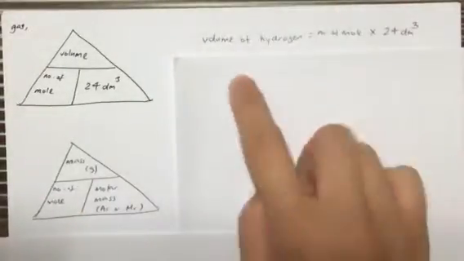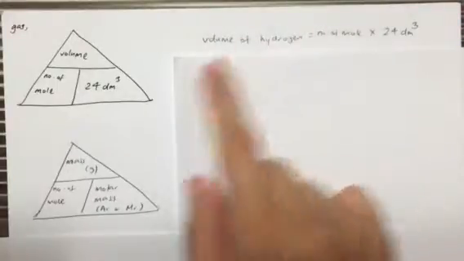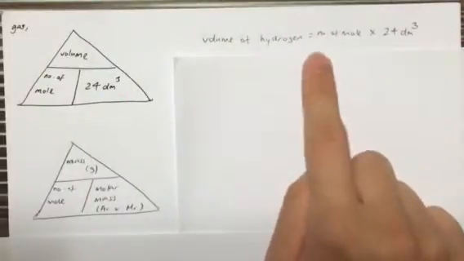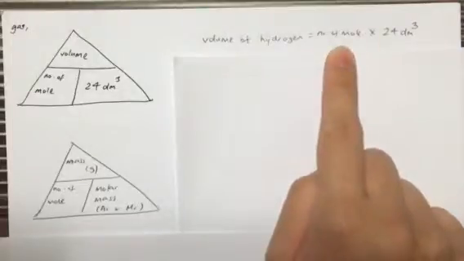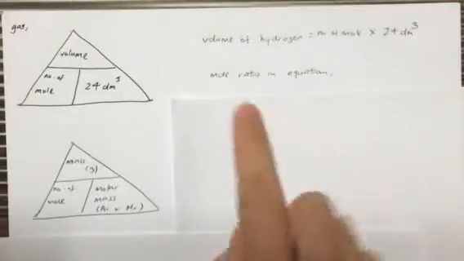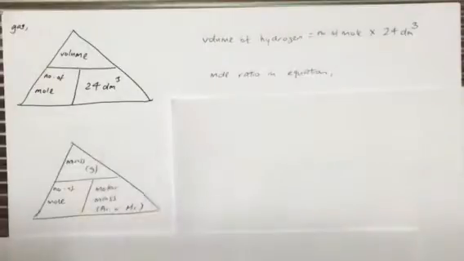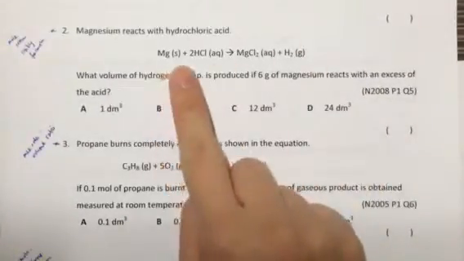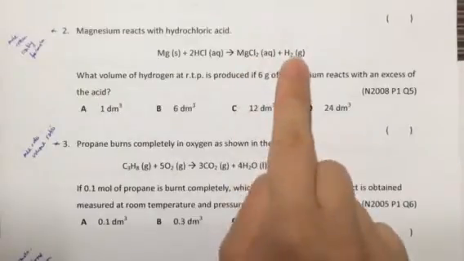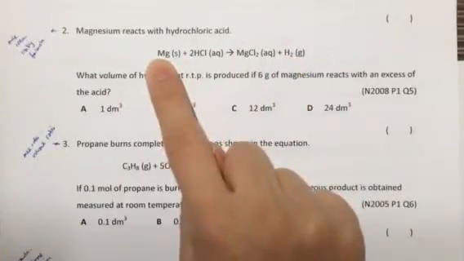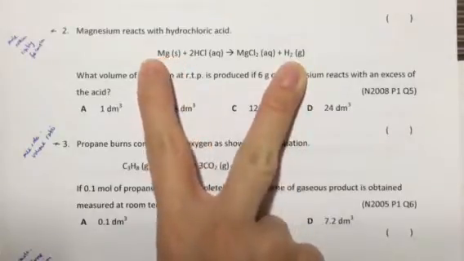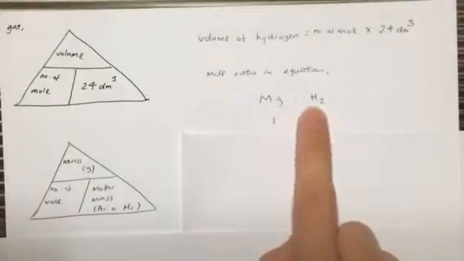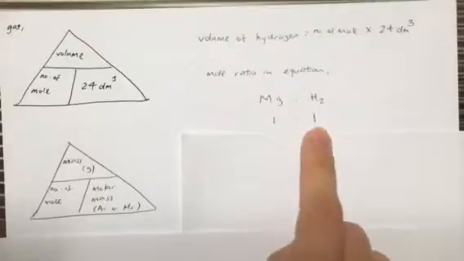So let's say we want to find the volume of hydrogen, which is what they're asking us for. We need the number of moles of hydrogen times 24 dm cubed. The question is, do we have the number of moles of hydrogen? We don't have that. So what do we do next? If we look at the mole ratio in an equation, in this equation here, you see that to produce hydrogen, let's say we have magnesium, and we compare these two, the mole ratio is 1:1. So because of that, magnesium to hydrogen, in the equation, the mole ratio is 1:1.